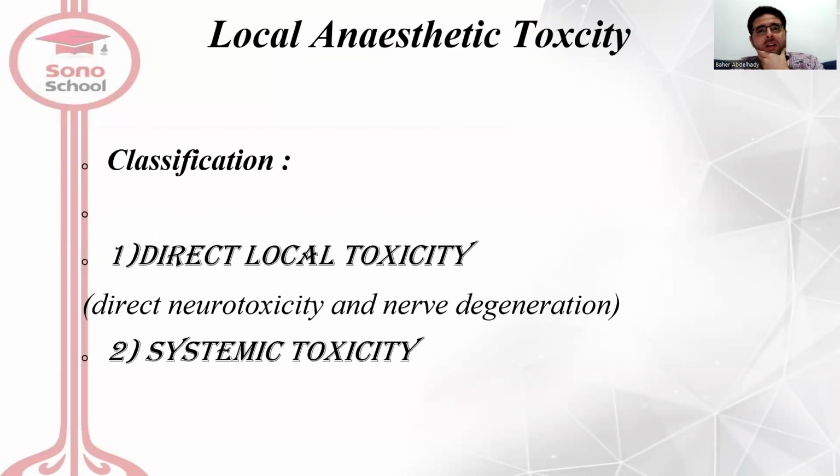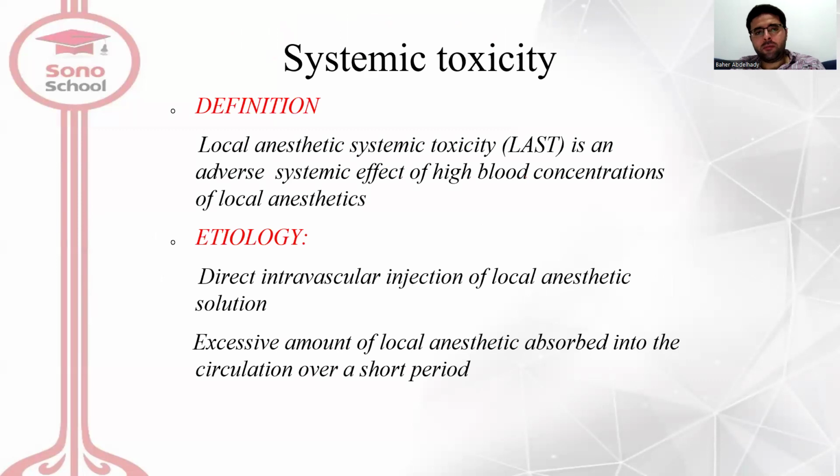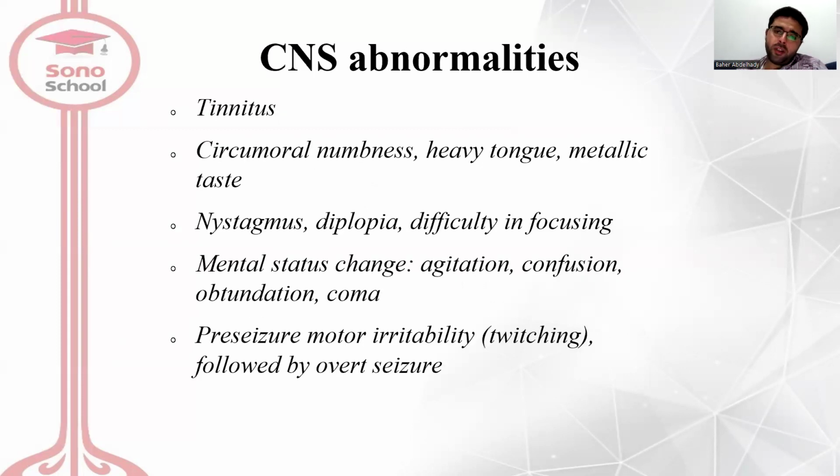What about the local anesthetic toxicity classification? Direct local toxicity, direct injury to the nerve, to the muscle. Systemic toxicity means adverse systemic effect of high blood concentration of local anesthetics. The etiology is direct intravascular injection or excessive amount absorbed into the circulation over a short period. Manifestation usually starts with CNS manifestation, by tinnitus, circumoral numbness. Usually we note that in anesthesia.